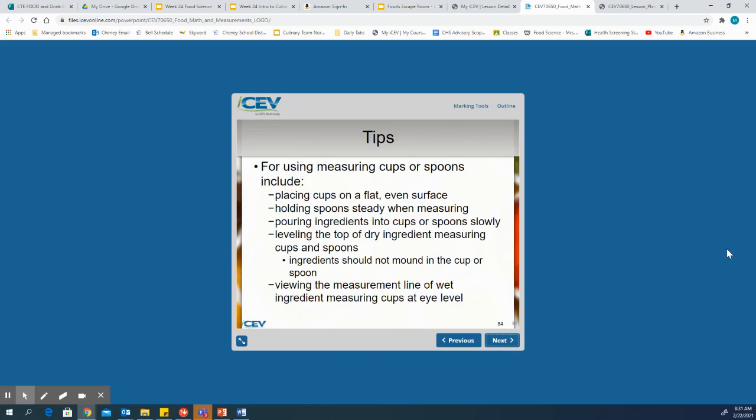So when we are using measuring cups, you want to make sure you are placing the cup on a flat, even surface. Do not hold the cup up in the air to take the measurement. If you're using measuring spoons, hold them steady when you're measuring. You want to pour ingredients into these items slowly. You want to level off the top, and you want to view the measurement line of wet ingredients at eye level. And again, we'll practice all of this in our first lab.